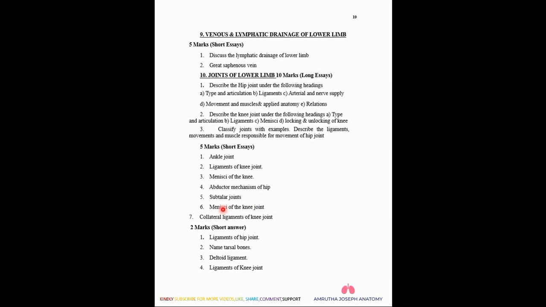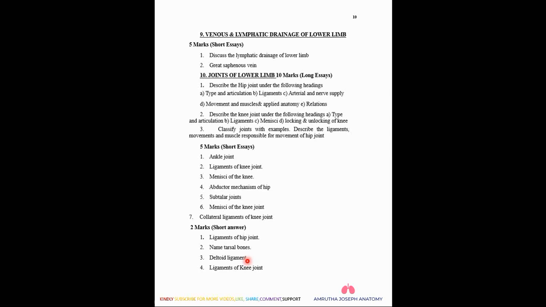2 markers, ligaments of hip joint. So asked, name the tarsal bones. Deltoid ligament. This ligament is related to ankle joint, which is seen on the medial side of the ankle joint. Ligaments of knee joints. So these are the questions from joints.